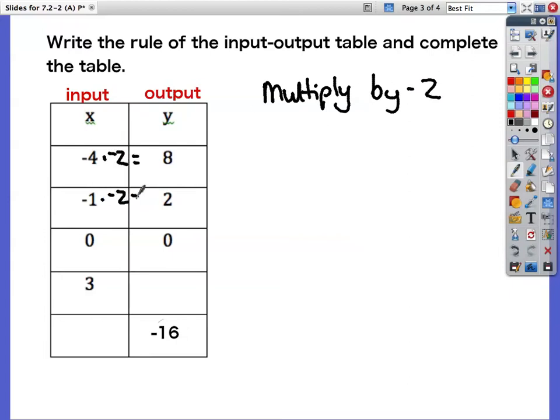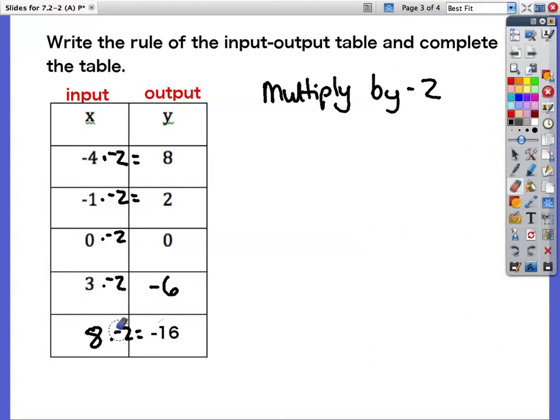Let's see if it works for this one. Always test it on as many values as possible. Yeah, negative times negative is a positive. Anything times 0 is 0. Okay, so this must be -6. And let's see. If I'm timesing something by -2 to get -16, that means this must be a +8 over here, because +8 times -2 is -16.